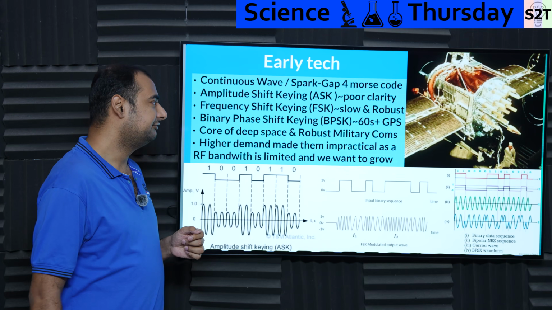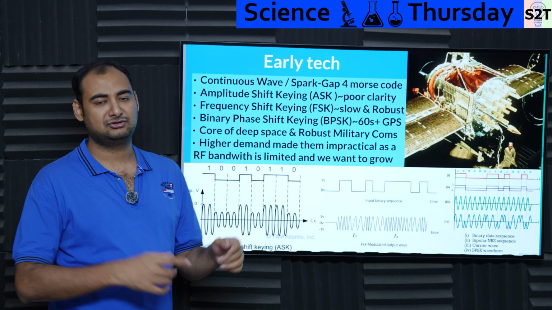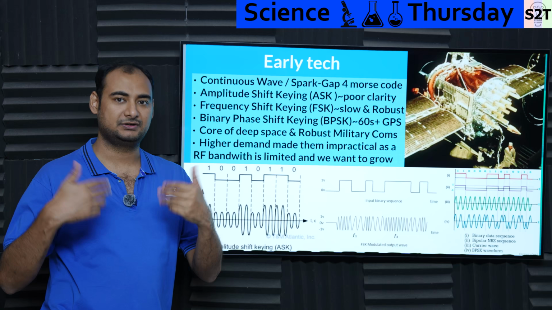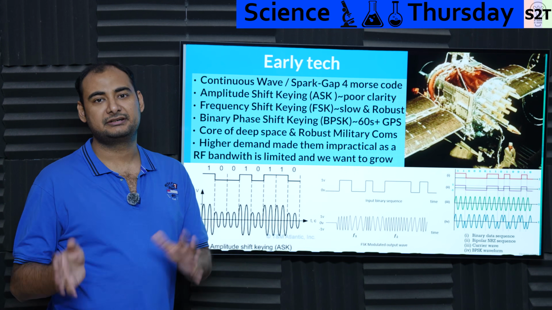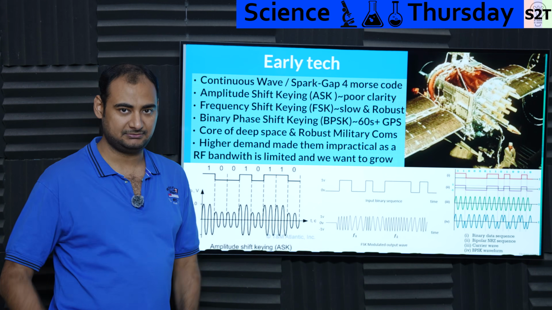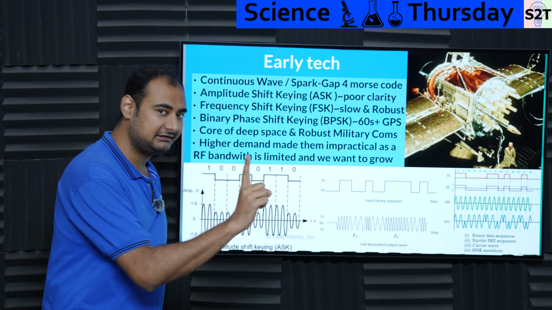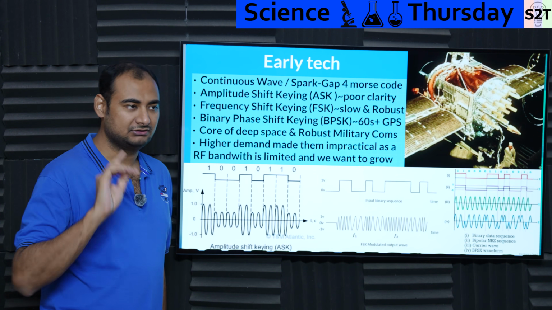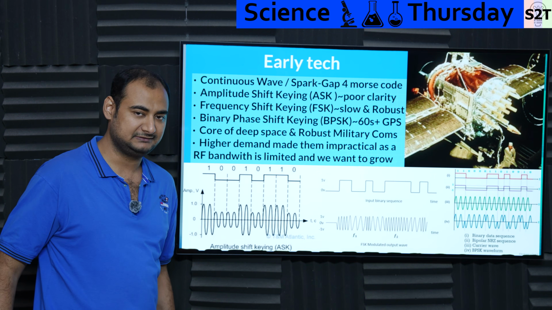Then we went into frequency shift keying. Frequency shift keying is a bit slower. Like again, when I say slower, I do not mean compared to AM. I mean slower compared to what we use today. But it was robust, as in natural interference. While your amplitude will go up or down, it will not change the frequency. The primary carrier frequency will remain intact. So if you're changing the frequency itself, signal in that change will remain intact. And that's how we started with frequency shift keying.